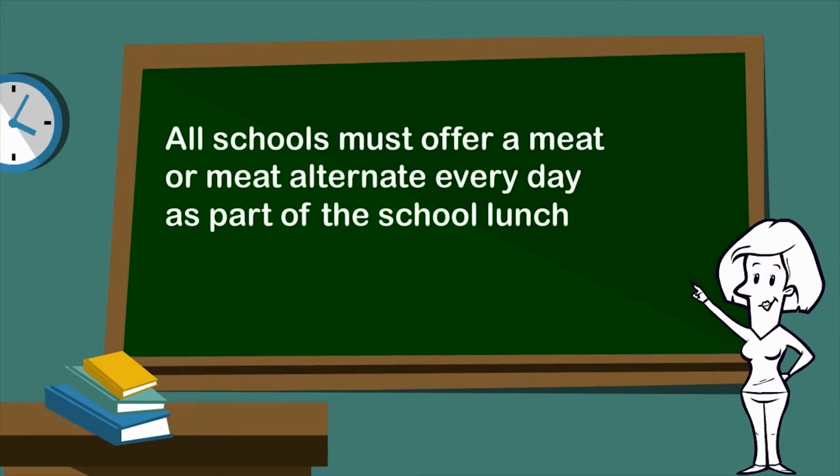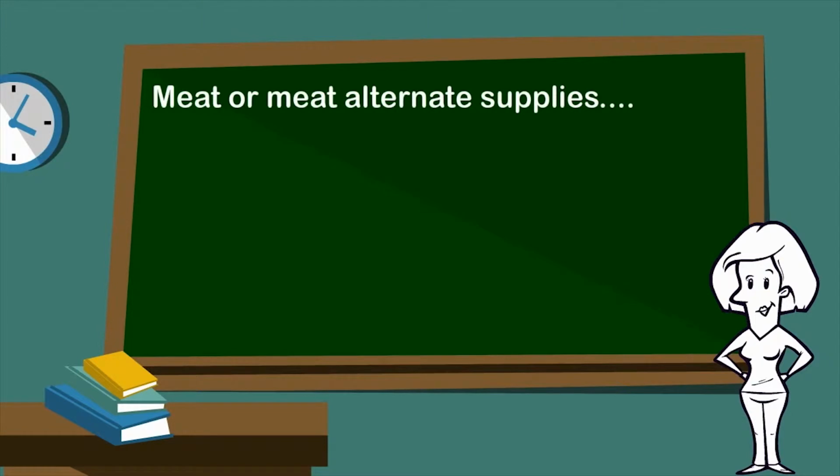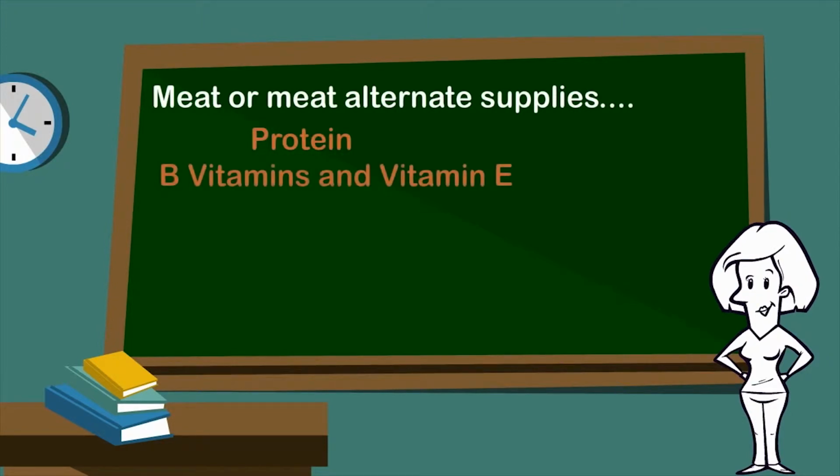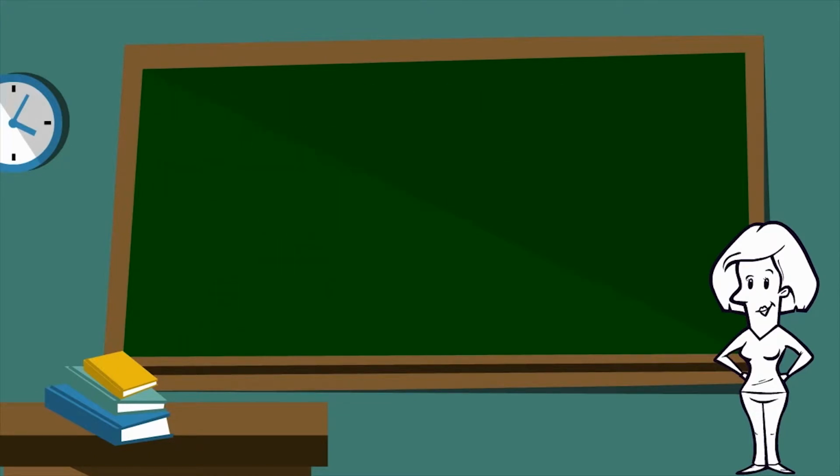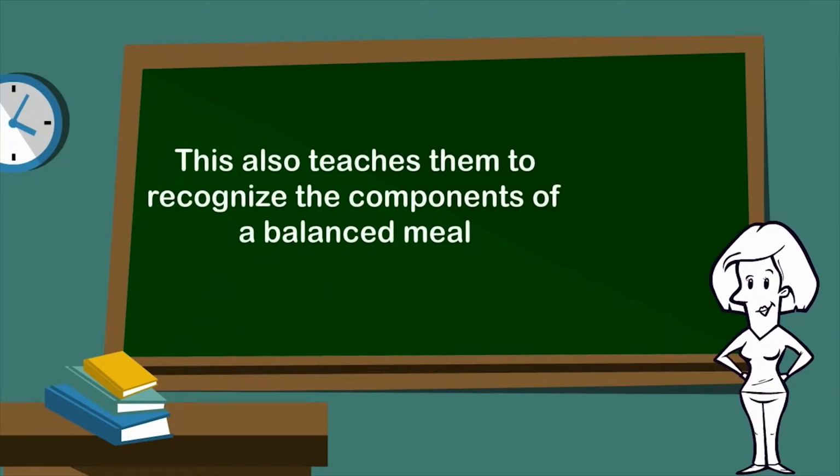All schools must offer a meat or meat alternate every day as part of the school lunch. Meat or meat alternate supplies protein, B vitamins, iron, zinc, and magnesium to the diet of children, while teaching them to recognize the components of a balanced meal.